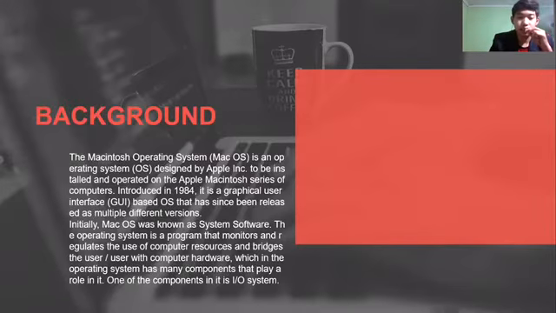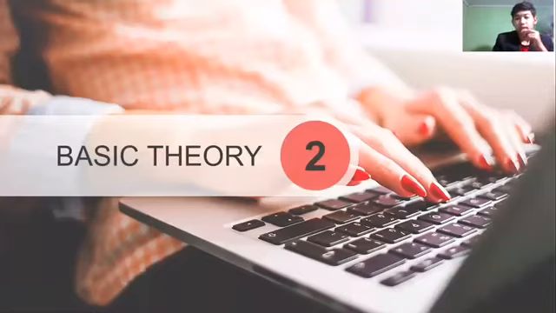The operating system is a program that monitors and regulates the use of computer resources between the user and the computer hardware. The operating system has components that play a role in it. One of the components in it is... Next, basic theory.